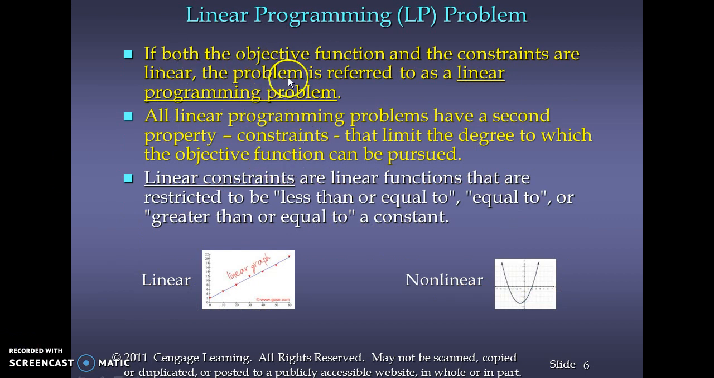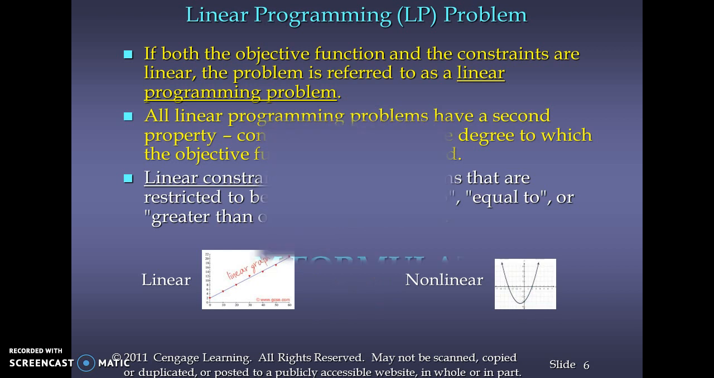So if the objective function and the constraints are linear, we have a linear programming problem. This is a linear representation, a linear graph, a straight line. Curves and so on are nonlinear. When we express these linear constraints, they're expressed in different ways. They can be less than or equal to, they can be equal to something, or they can be greater than or equal to some value.